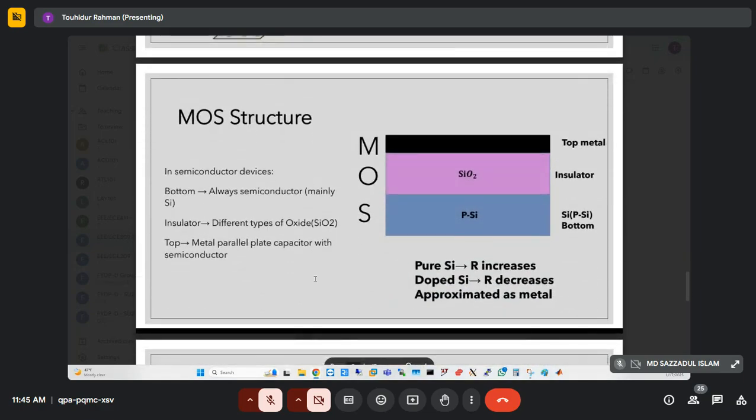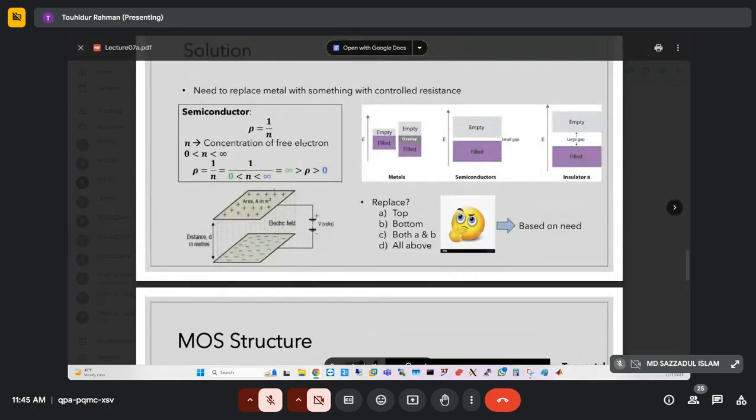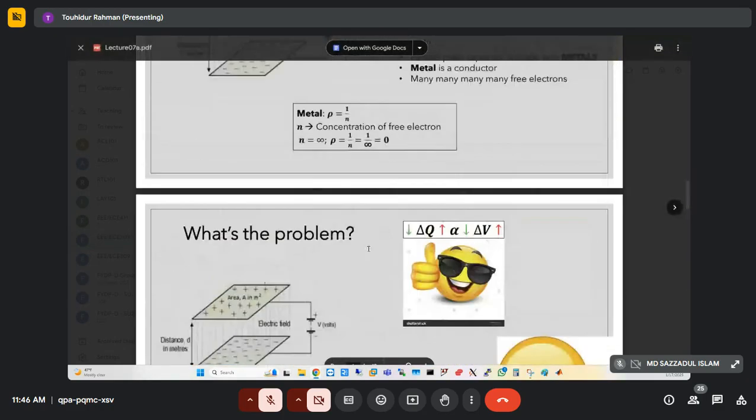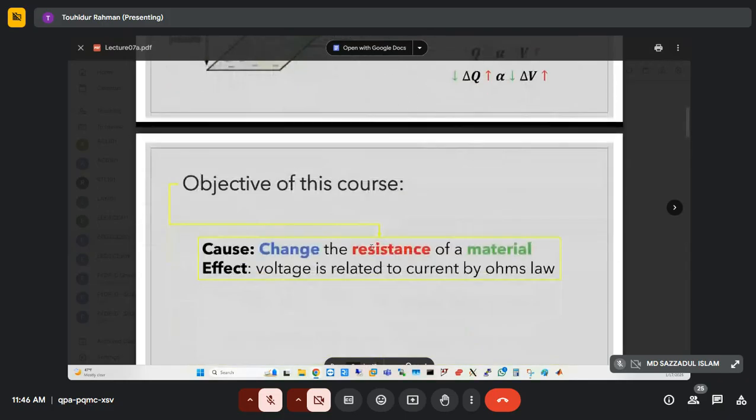Now next is the MOS structure. Actually, that would be the solution from the previous slide, that we have to create a MOS structure. And why do we need to create a MOS structure? What is the objective? How does it relate with the objective of this course? That we have to use a MOS structure. How does it relate with the objective of the course? And what is the objective? The objective is to change the resistance.